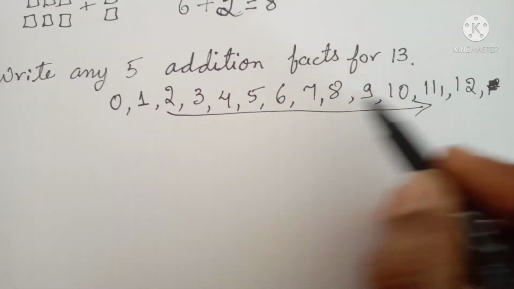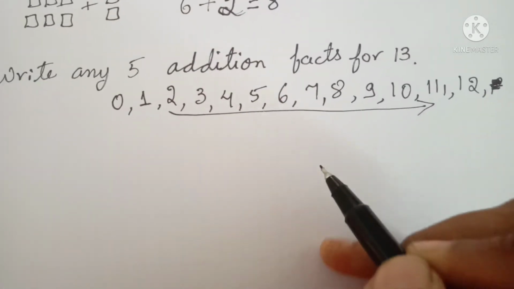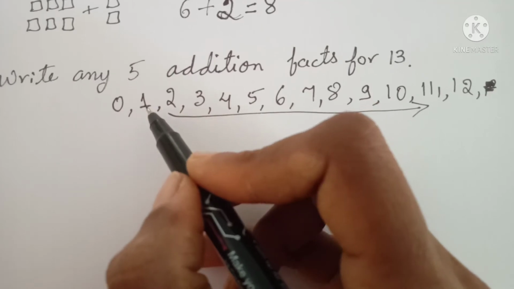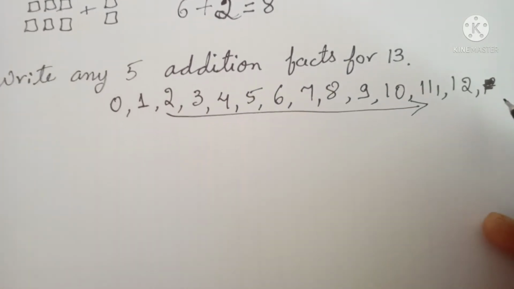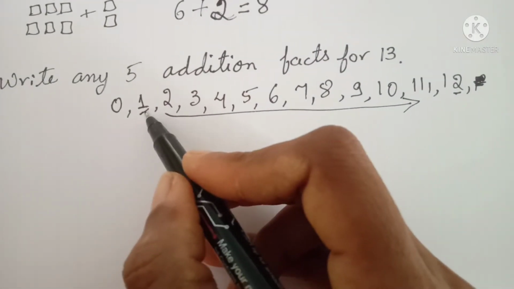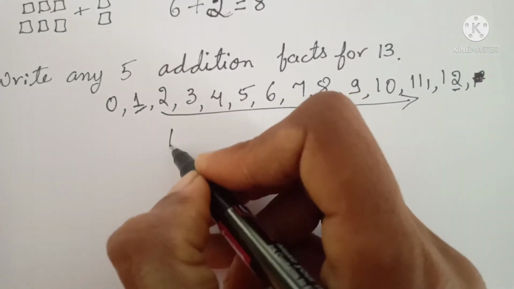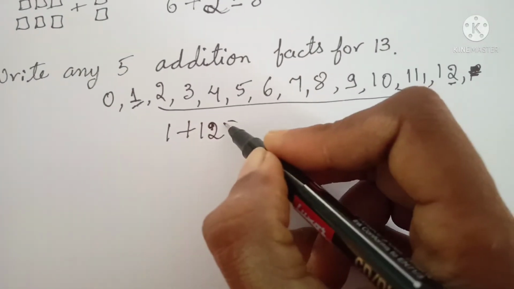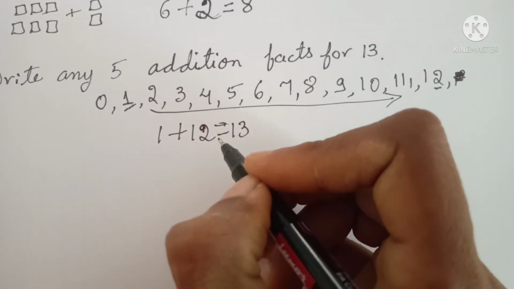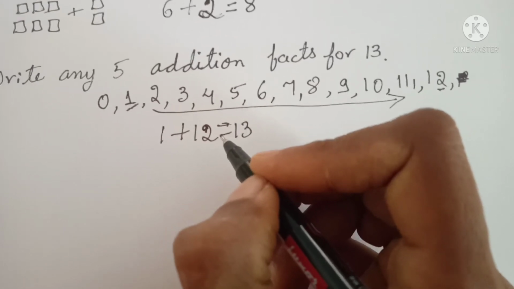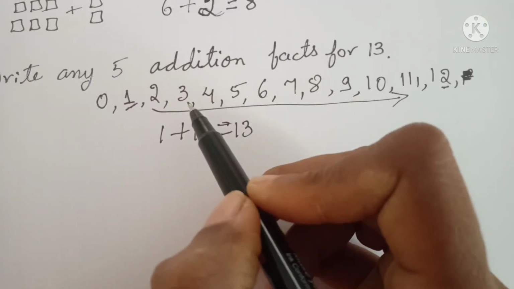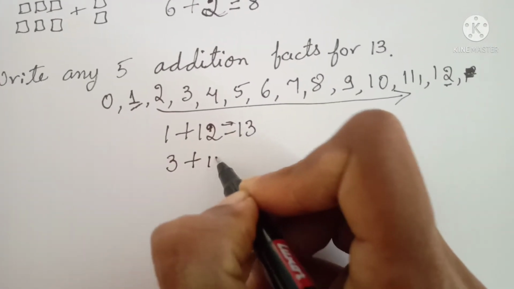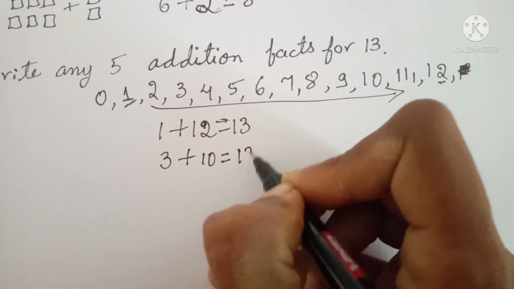See here, check among these numbers, which are the numbers that add up to the number 13? See, check it. The numbers like 1 and 12 add up to the number 13. So, let us write 1 plus 12. So, these two numbers add up to the number 13. Then see the next pair of numbers which add up to 13. That is 3 and 10. See, 3 and also 10 add up to the number 13.